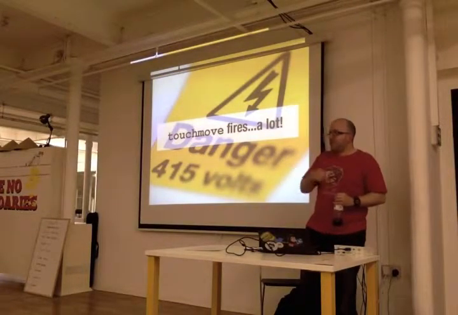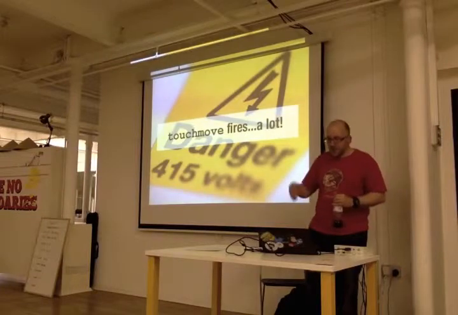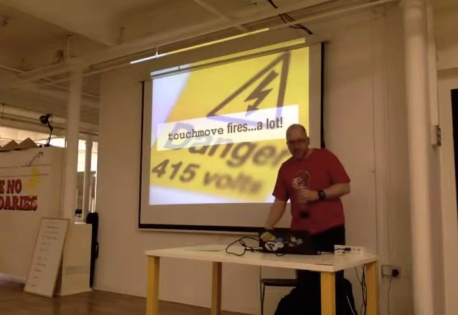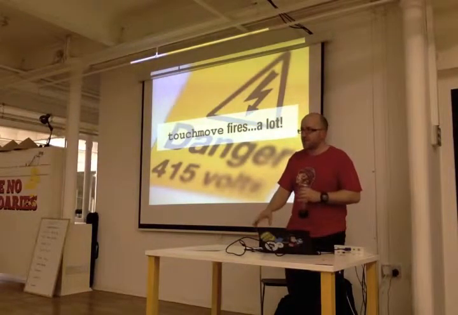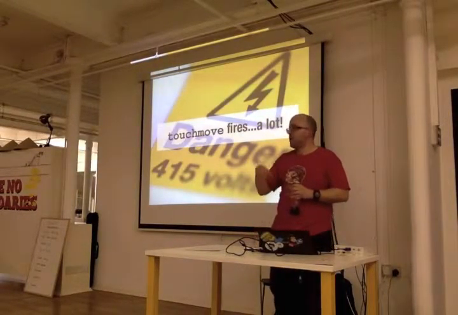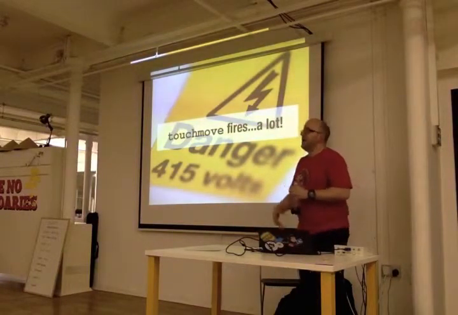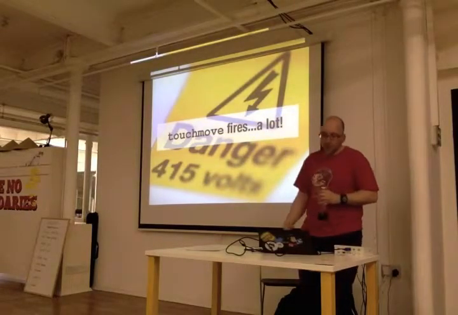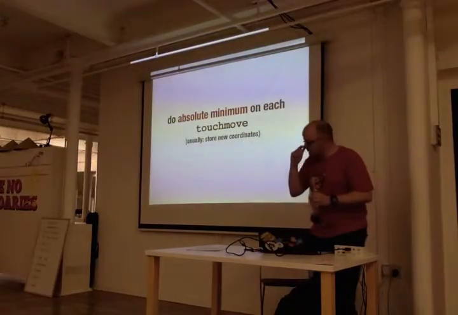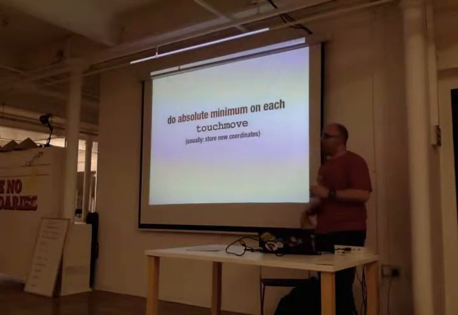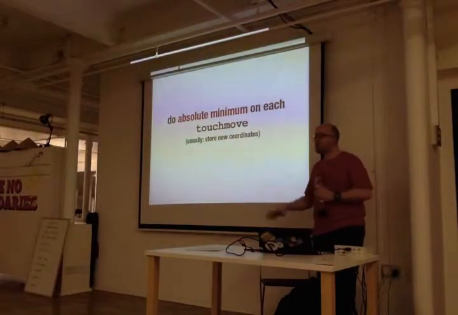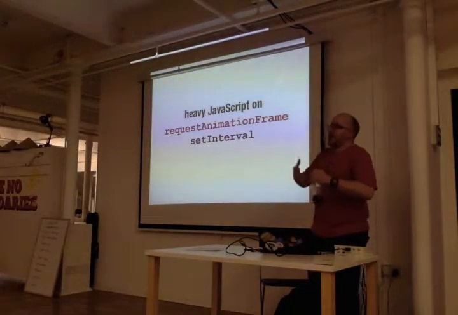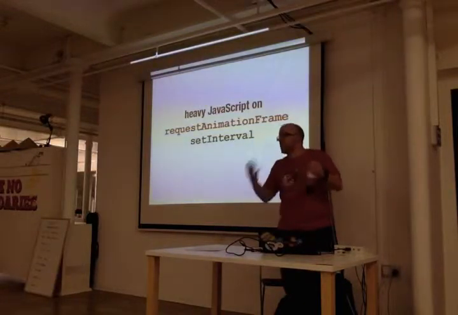If you're doing all of that stuff, tracking touch move, same way as with mouse move, it fires a lot. And particularly on older devices, it's quite an important point to make, because if you're doing a lot of heavy calculations, don't try and do them on every single touch move that you get, otherwise you're going to kill the devices. Usually you want to do the absolute minimum on touch move, and usually that means just storing coordinates, and do the really heavy lifting at a set interval, or using a request animation frame, whatever.